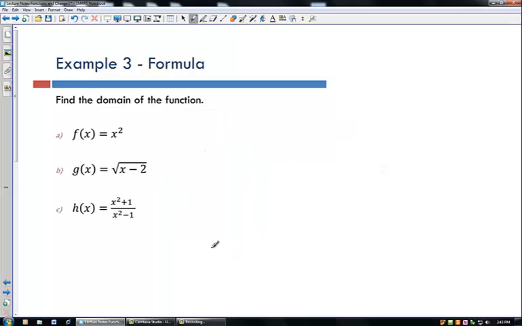Let's take a look at finding the domain from just a formula because it's a little bit different. When we work with formulas, there's basically going to be 3 things that we have to worry about. And up front, there's just going to be 2. So the first thing we have to worry about is that you never want to divide by 0. So this is my way of saying you can't divide by 0.